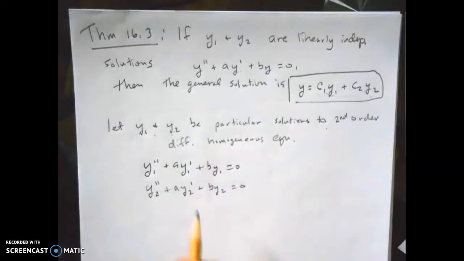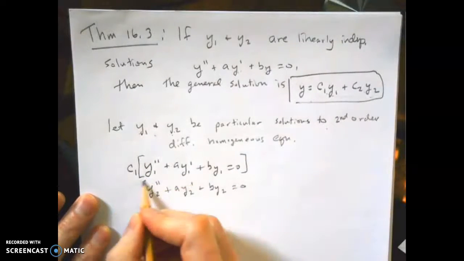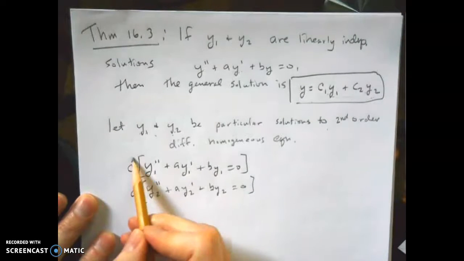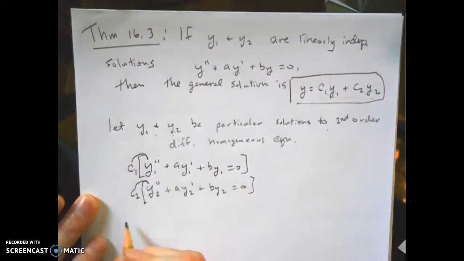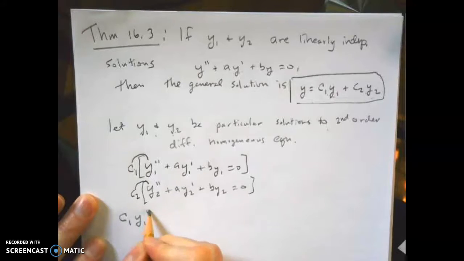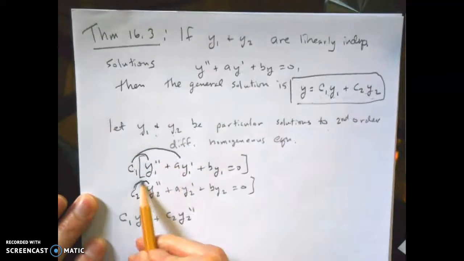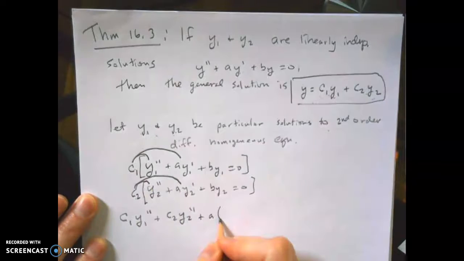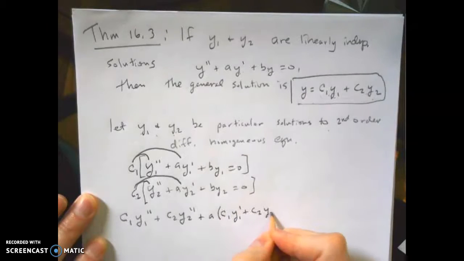And then we're going to add these together. Actually, before we do that, we're going to multiply the first by a constant, C1, and this one we're going to multiply by C2. Okay, so this distributes to everything. Of course, we're going to have all the terms, but we're first just going to take these two and put them together. C1 y1 double prime plus C2 y2 double prime. Okay. Now I'm going to go to the second term. Both of these are going to have an a in them, so I'm going to factor out the a. And I'm left with C1 y1 prime plus C2 y2 prime.